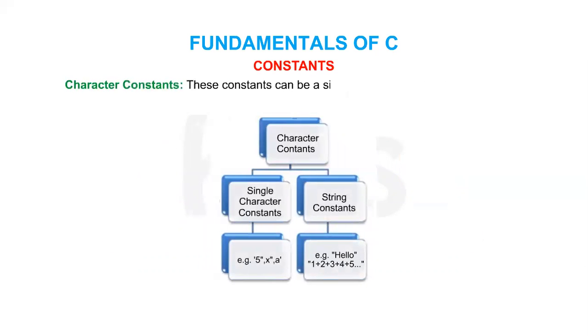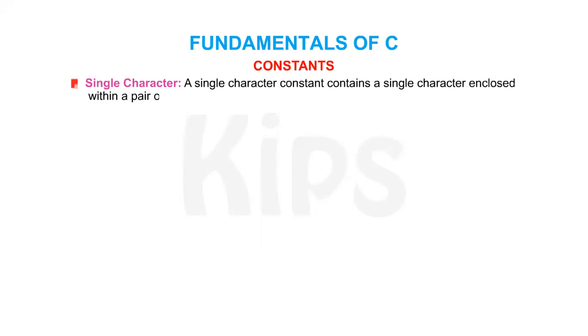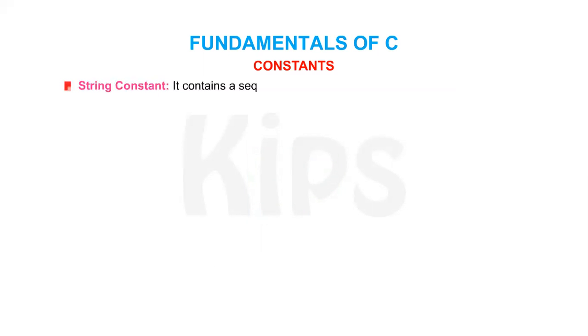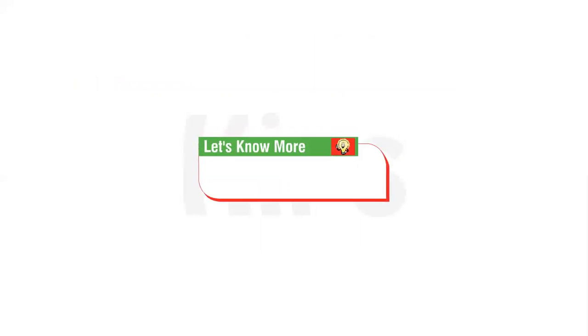These constants can be a single character or multiple characters. Single character. A single character constant contains a single character enclosed within a pair of single quotes. For example, 'P', '4', etc. String constant. It contains a sequence of characters enclosed within double quotes. Example, "Gibbs", "welcome to the world of C", etc. Students note the fact file. Constants are also known as literals.